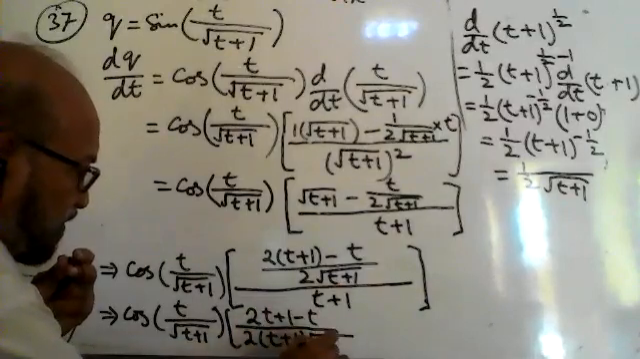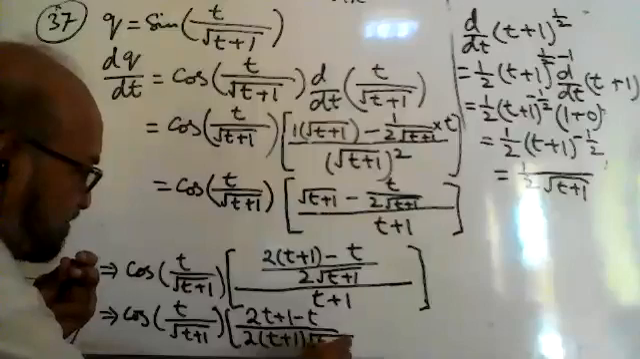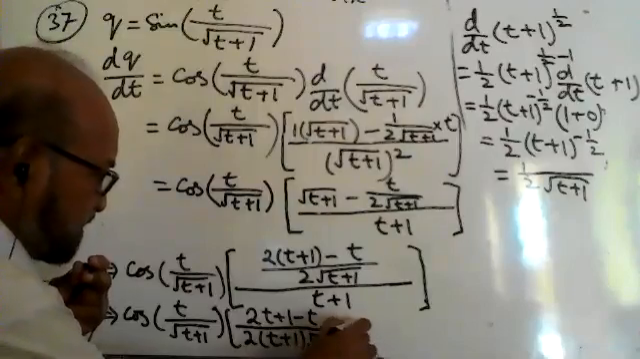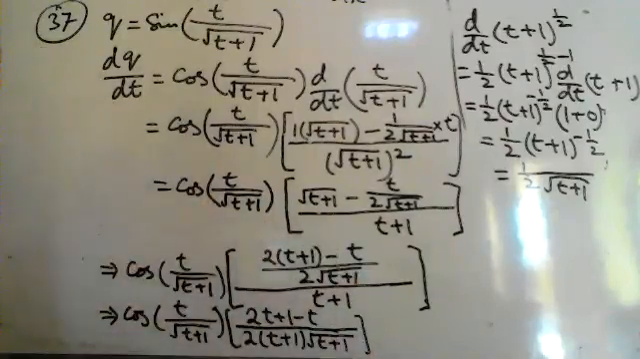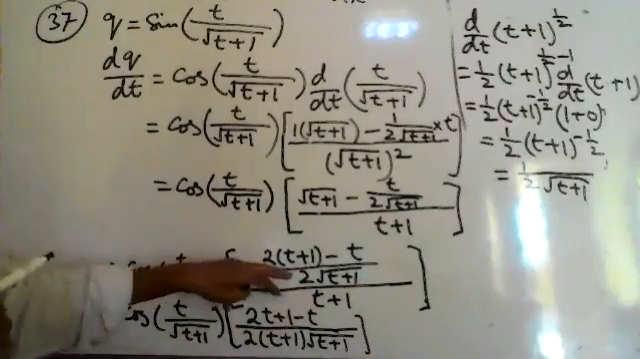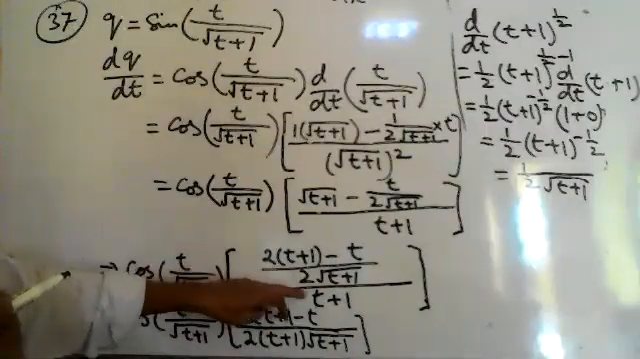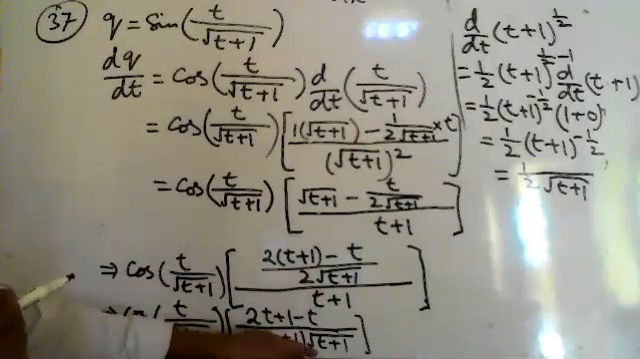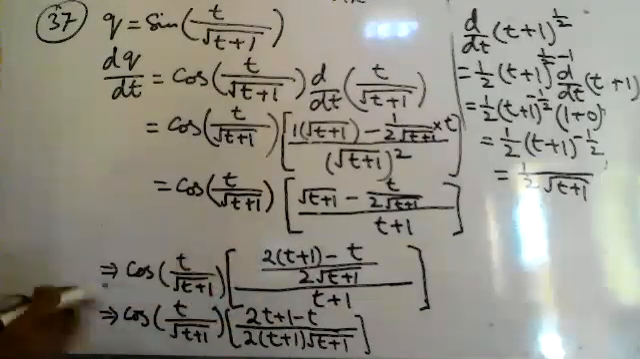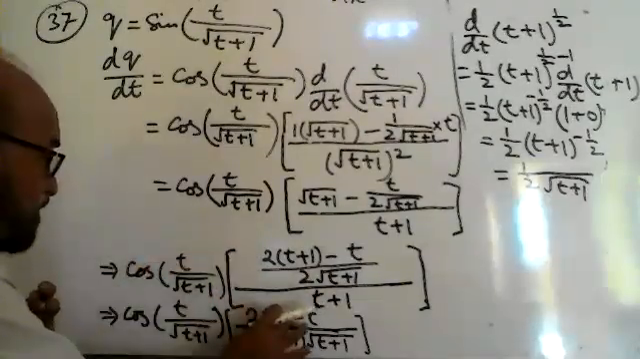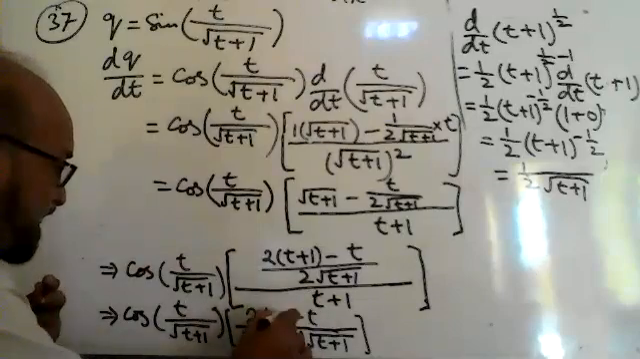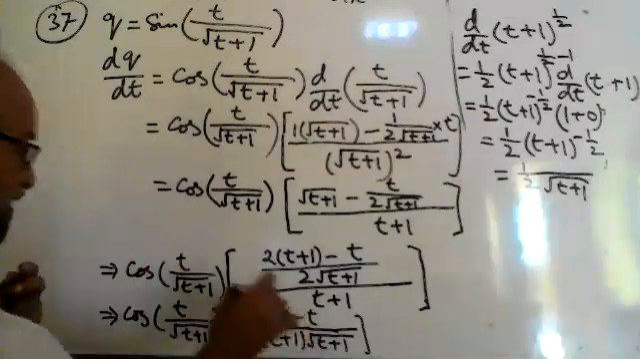Right, it will not be 2t plus 2. No, son, it will come over down 2 into t plus 1 into under root t plus 1, and that will be open. Oh, sorry, that one 2 plus 2t plus. I understood, you mean the lower one? No, the upper one. Okay.